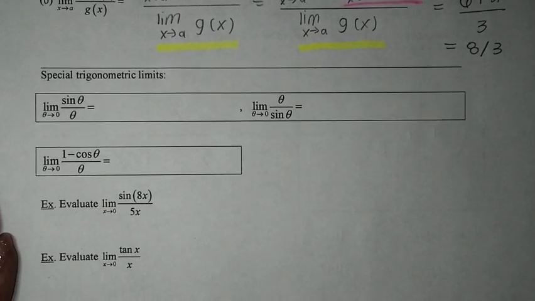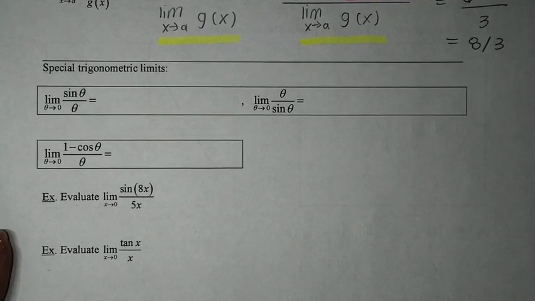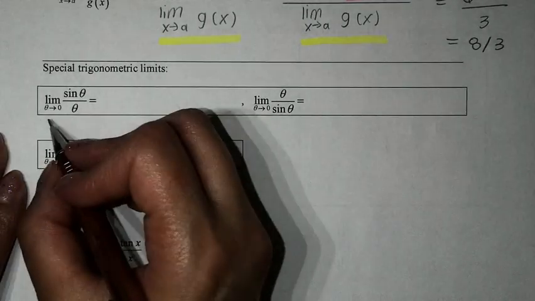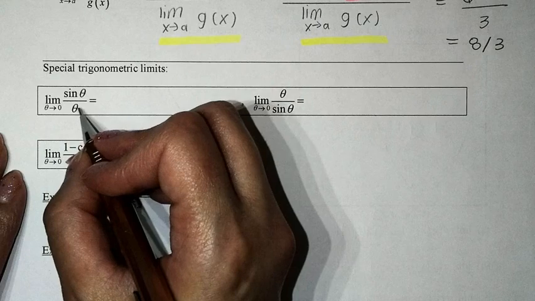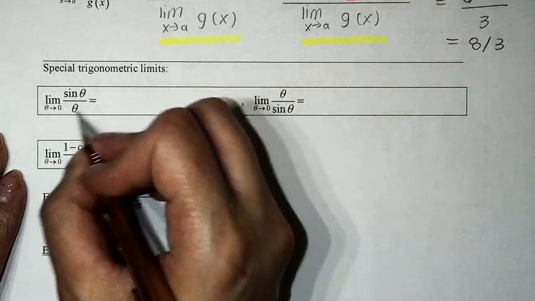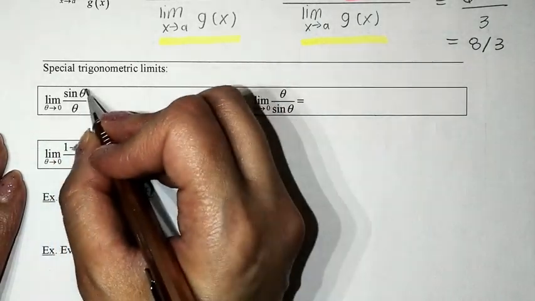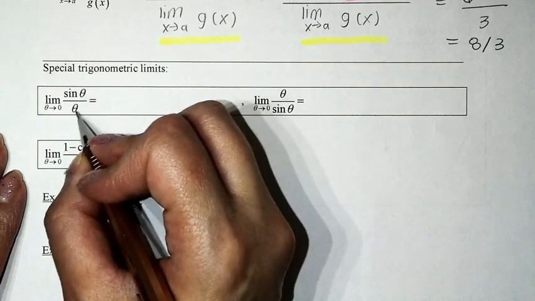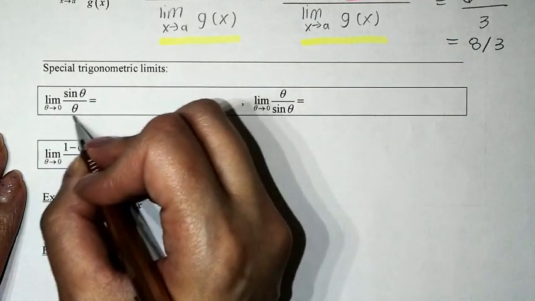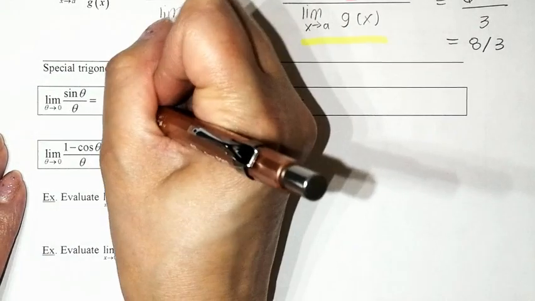So let's move on to more limits. Some of the most important special trigonometric limits that we have are the following. The limit when theta approaches 0 of sine of theta divided by theta. Here the main thing that you want to see is that the argument is the same as the situation that you have in the denominator. This is going to be equal to 1.